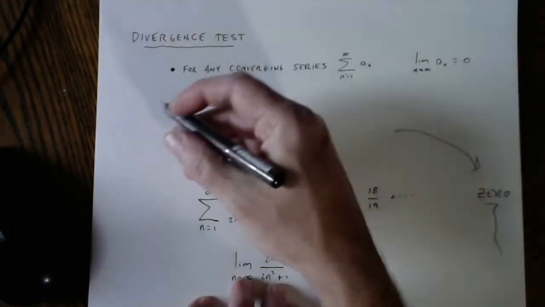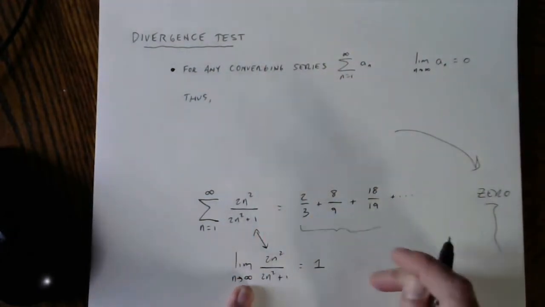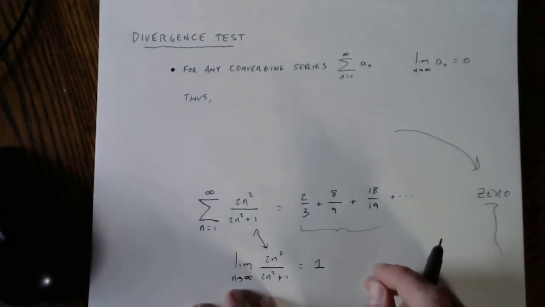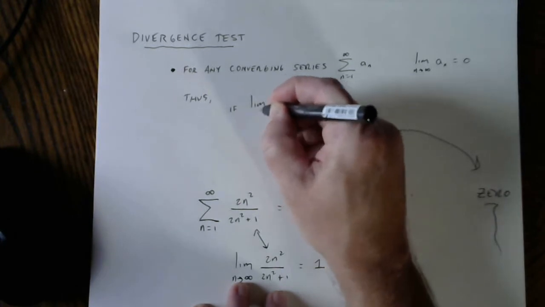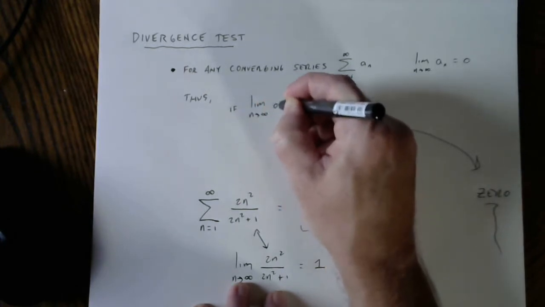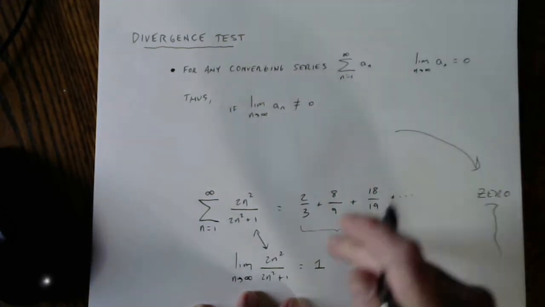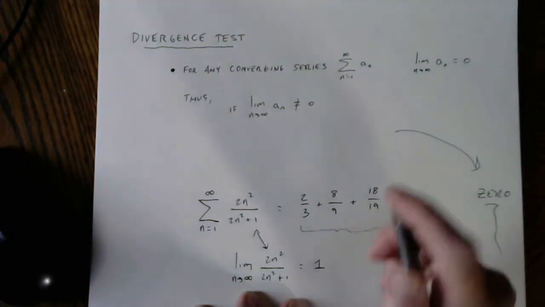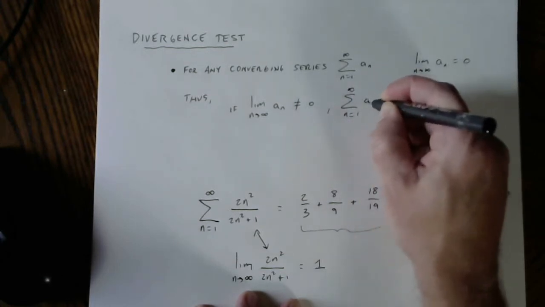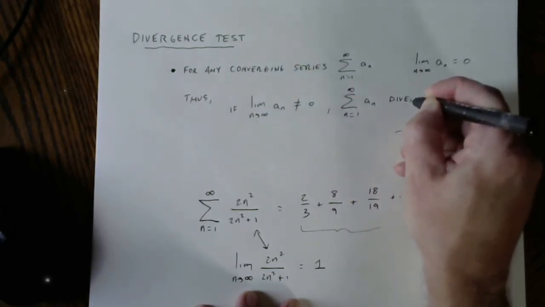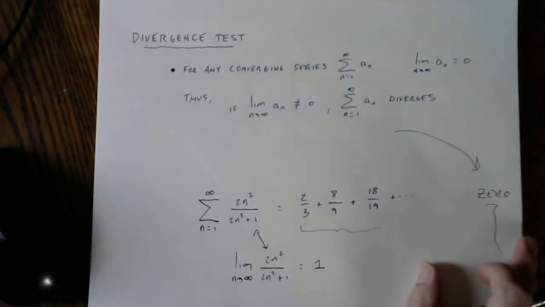So this is how the test works. The test involves taking this limit of the individual summands. So the test says if the limit as n goes to infinity, of course, is not 0, such as the case here, then the series diverges. We've shown divergence for the reasons that were illustrated here.